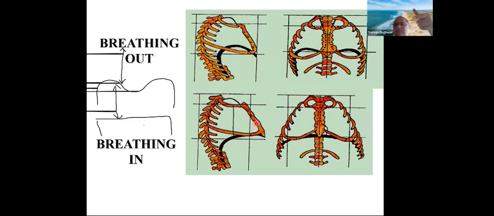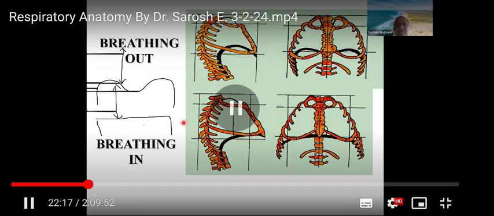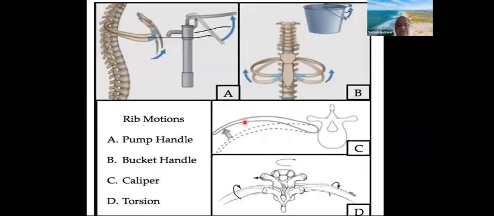The posterior end is higher up, the anterior end is lower down, and it is attached to the sternum. Okay, so when it moves, it will pull the sternum like this. When it pulls the sternum like this, the distance increases. So the tension is increasing. Again, let's see in different diagrams. So that is this movement.